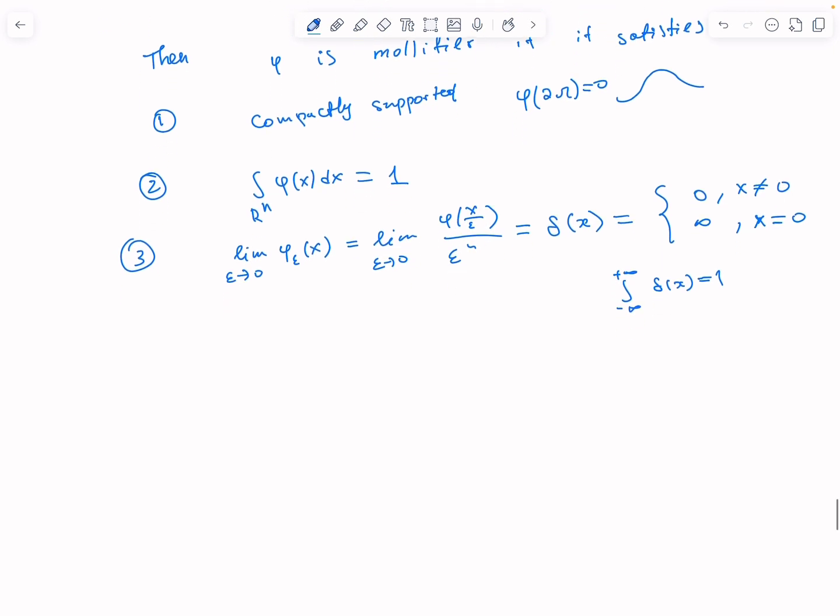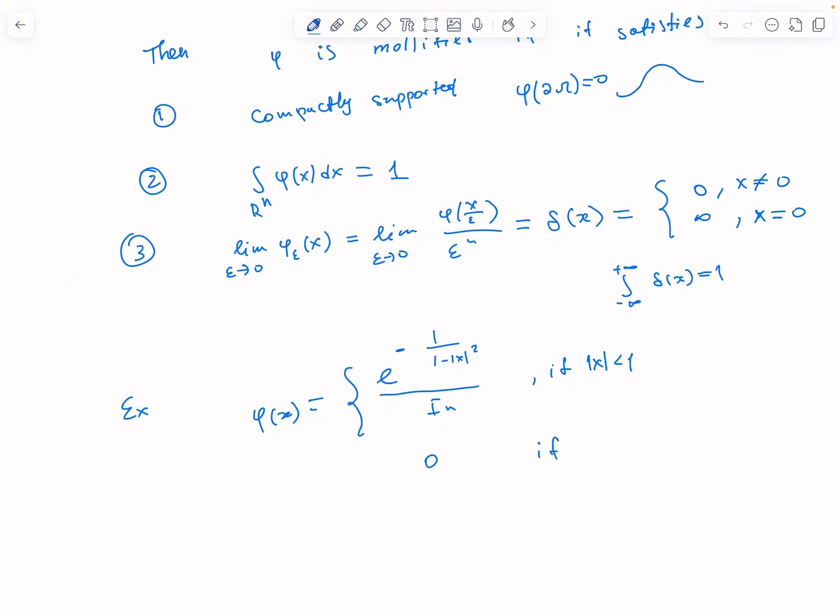Okay, one popular example of a mollifier is phi of x equal to e to the power minus 1 over 1 minus x squared, divided by I_n, if |x| is less than 1 and 0 otherwise, where I_n is a normalizing constant, we need it for normalization.